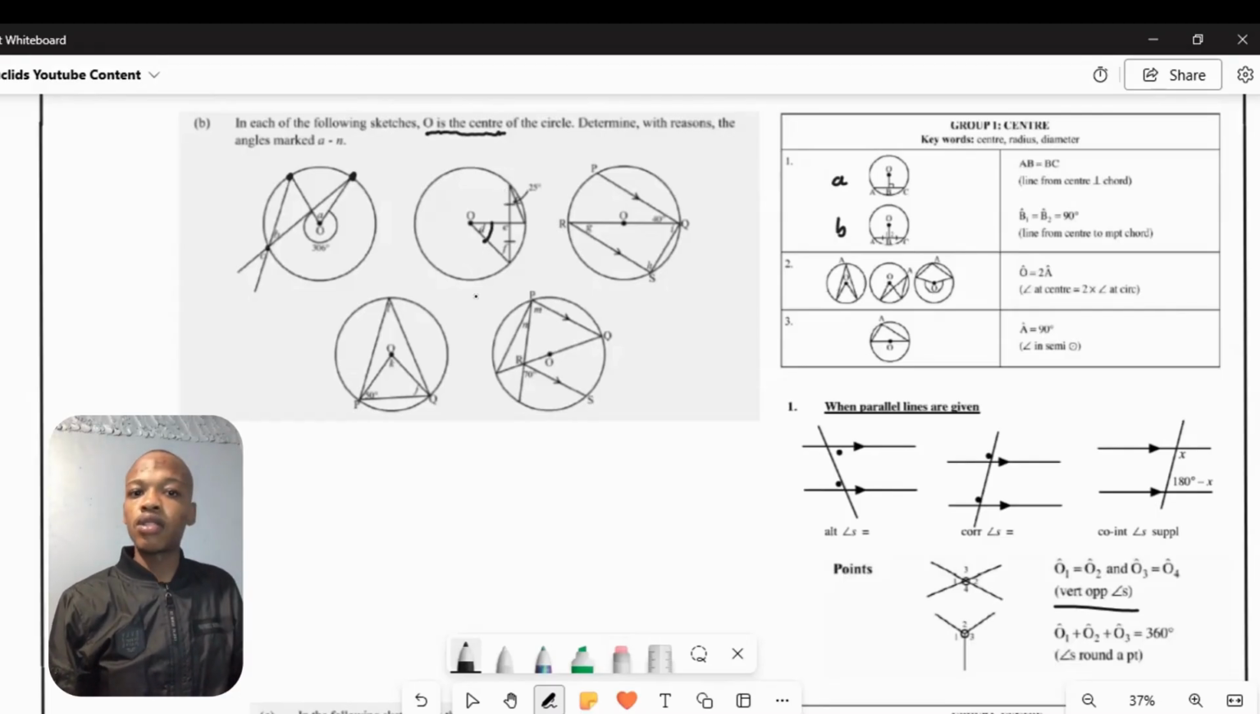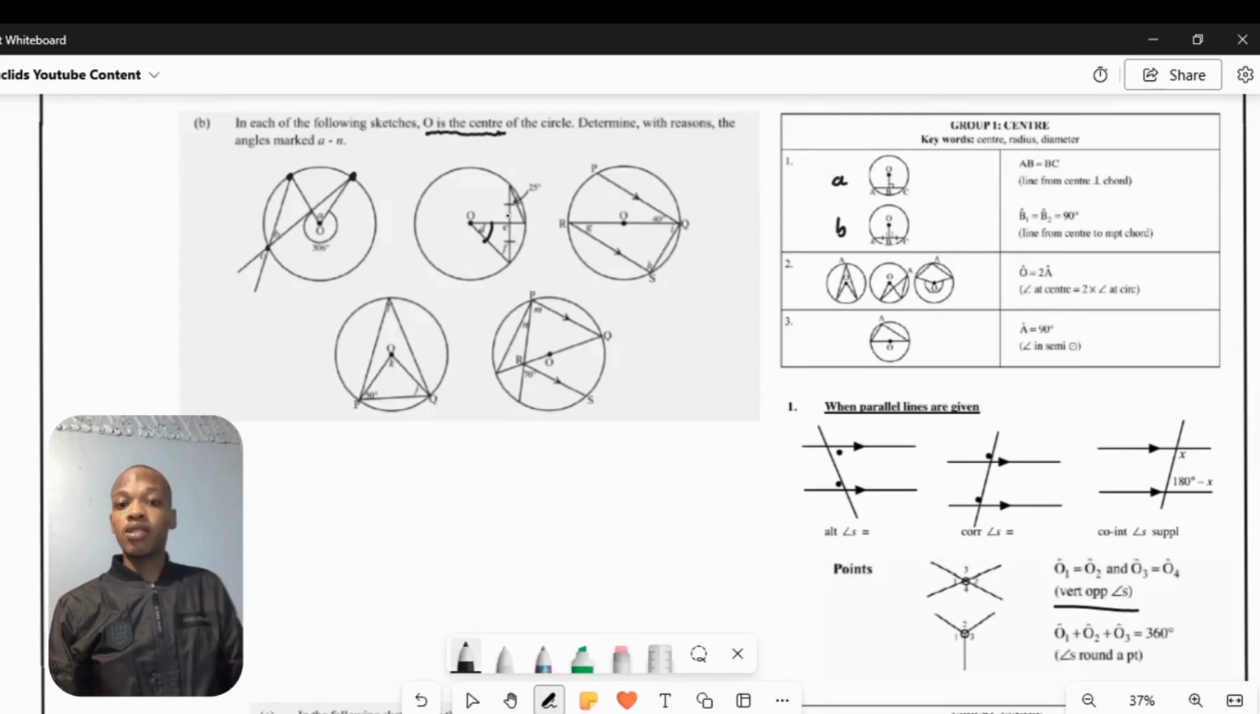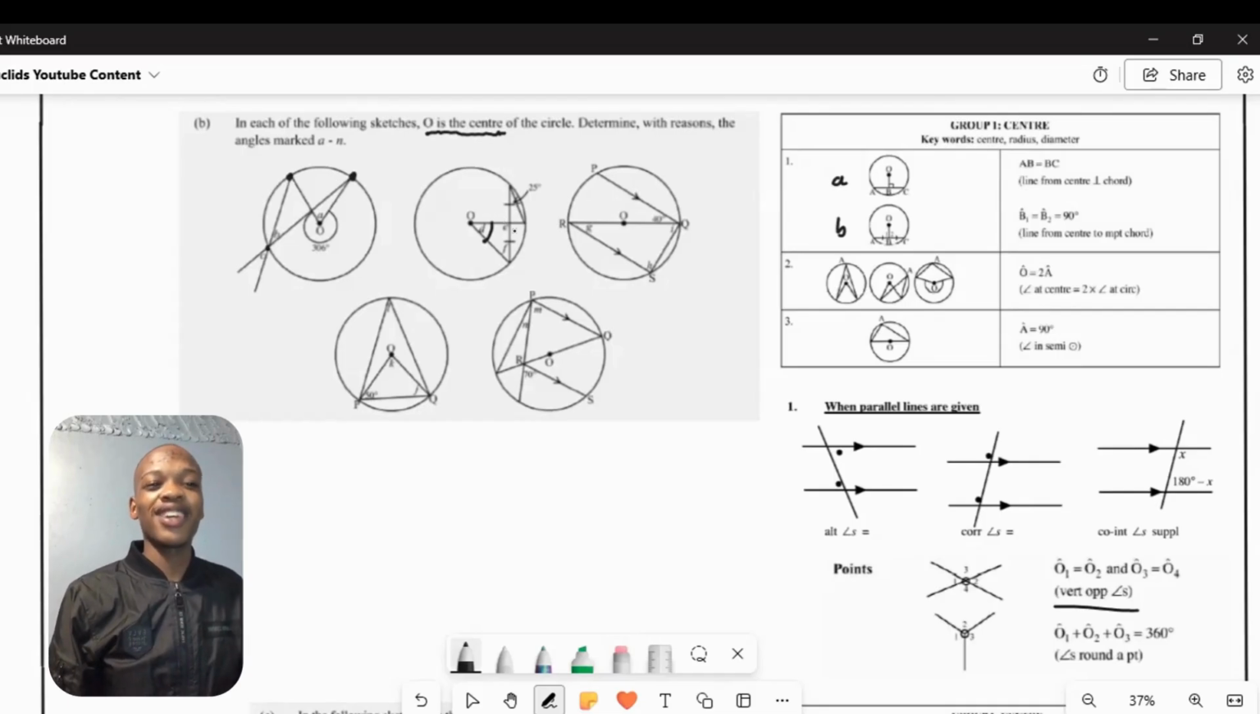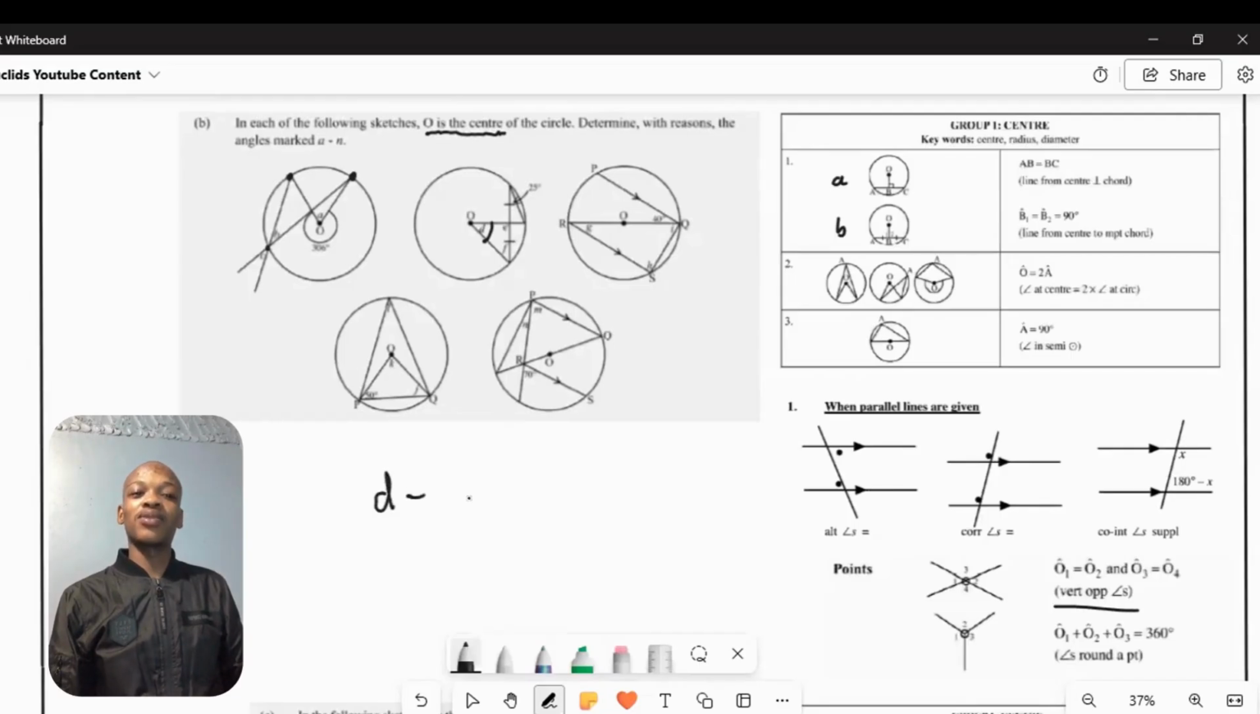Yes, we do have the angle at the circumference. Are they coming from the same points? Are they angles formed by lines coming from the same points or subtending the same arc? Yes, these angles are subtending the same arc. Okay. Given that the angle at the circumference is 25 degrees, D is equal to 2 times that angle, which is 50 degrees.